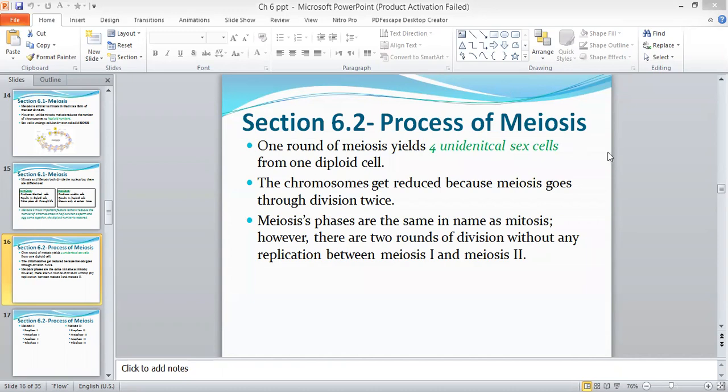Okay, guys, today we are going to start with new section 6.2.